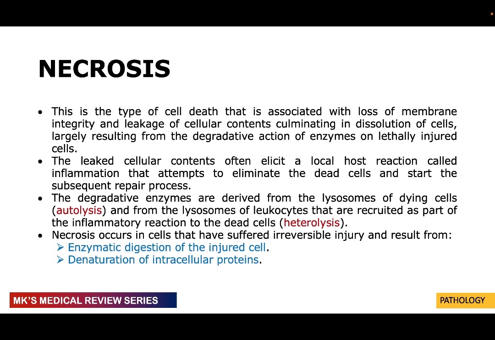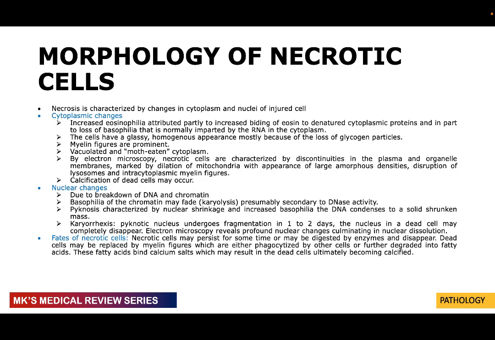So remember that necrosis occurs in cells that have undergone irreversible injury, and it is a result of either denaturation of the proteins present in the cell, as well as digestion by the enzymes of the injured cells. So what do these necrotic cells look like? In the previous class, we talked about the cells that have undergone reversible injury and some of the changes that we see in reversible injury.